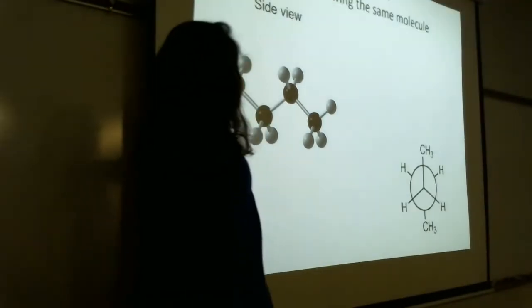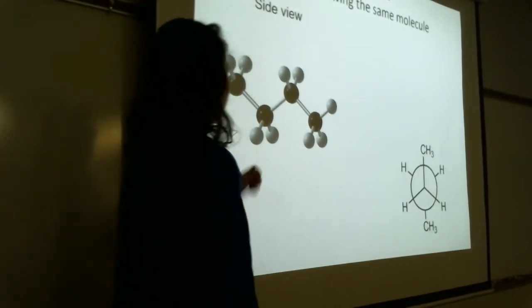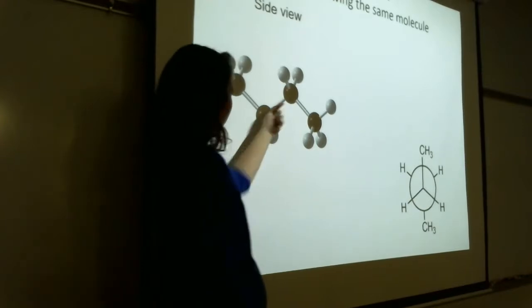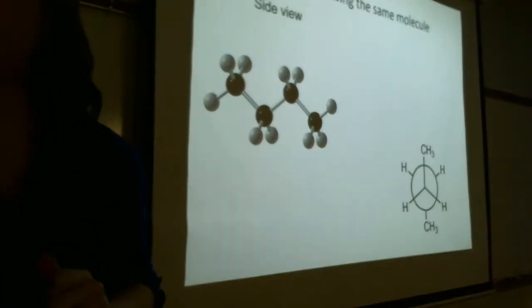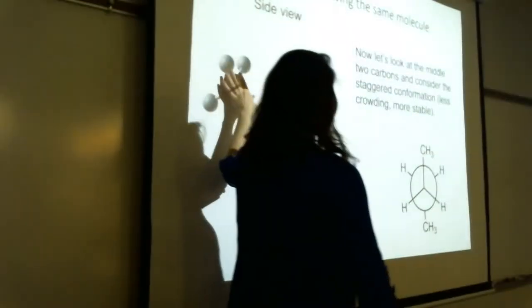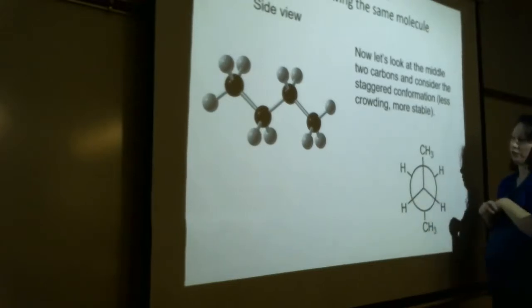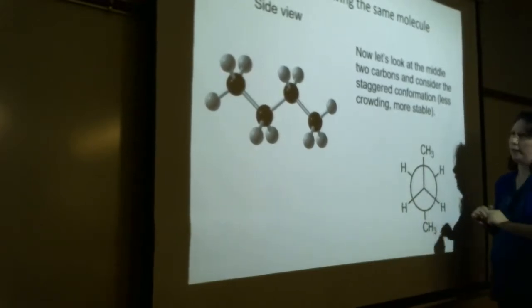What is the name of this molecule? 1, 2, 3, 4. It's just butane, right? So when you're looking down the bond here, what do you see? You're looking straight down the bond. You've got this CH3 up, you've got this CH3 down, and then the rest are just hydrogens. So we're just looking straight down that line.